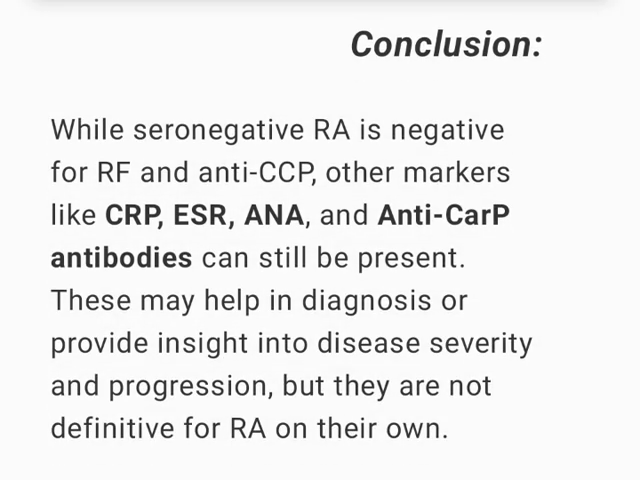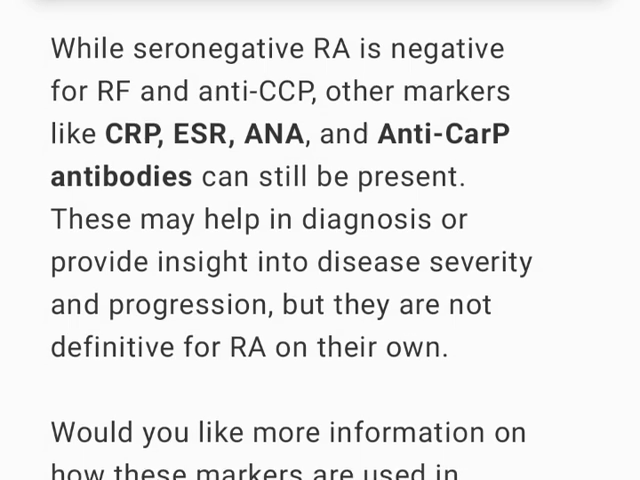Conclusion. While seronegative RA is negative for RF and anti-CCP, other markers like CRP, ESR, ANA, and anti-CARP antibodies can still be present. These may help in diagnosis or provide insight into disease severity and progression, but they are not definitive for RA on their own.